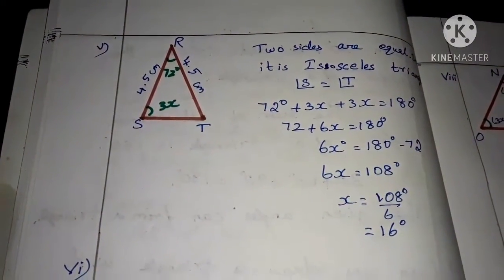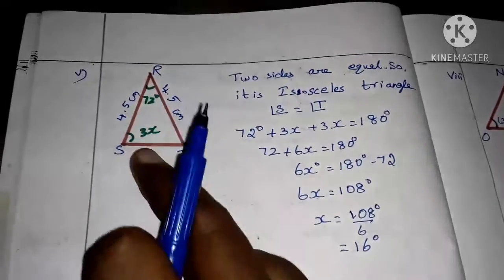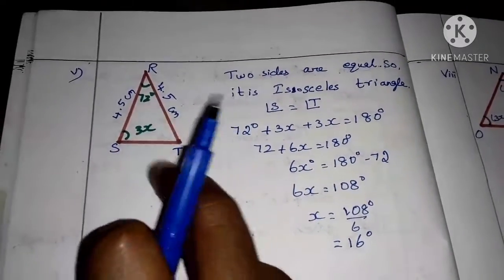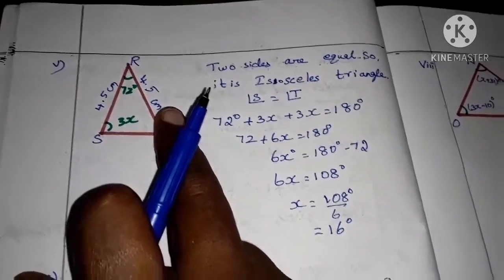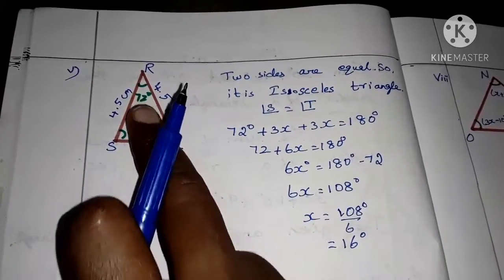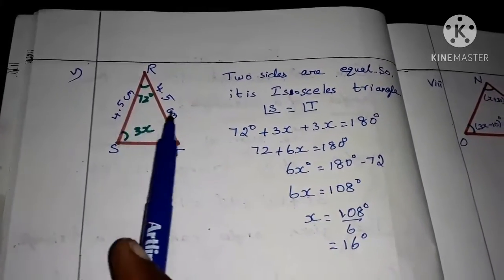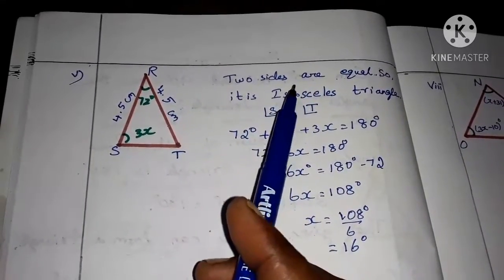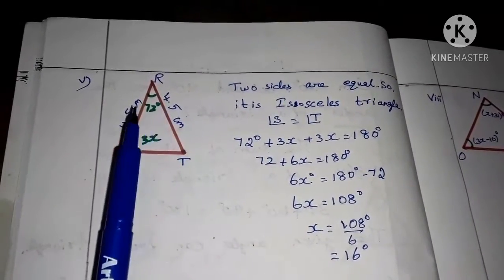Next, question number 5. They have given the triangle RST. The two sides are equal. Next they have given 72 degree and 3x. You know that when two sides are equal, it is called an isosceles triangle.